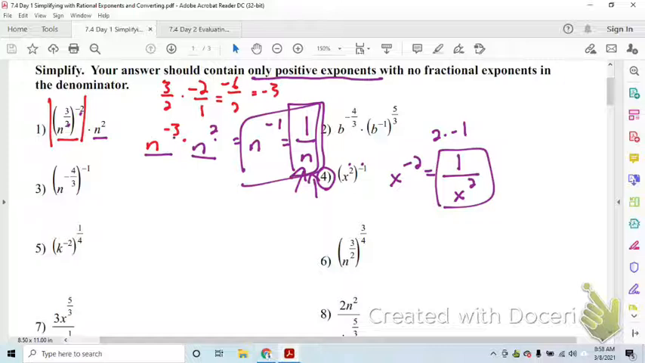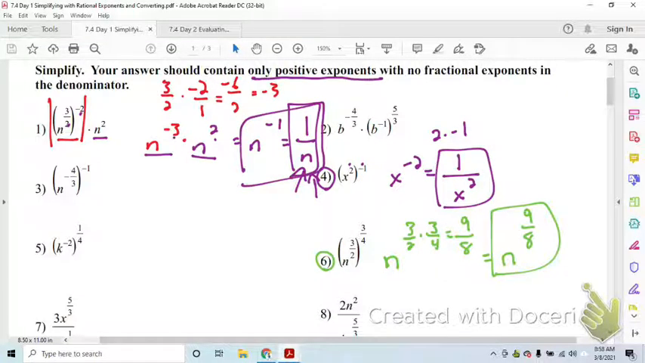Let me switch colors here. How about number 6? Number 6, this is the power of a power, so we have to multiply those. So this is n to the 3 over 2 times 3 over 4. Now when you're multiplying fractions, you just multiply. 3 times 3 is 9, 2 times 4 is 8. So this is actually the same thing as n to the 9/8 power. And no worries about the denominator there.